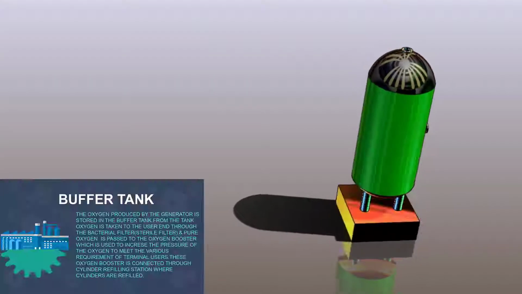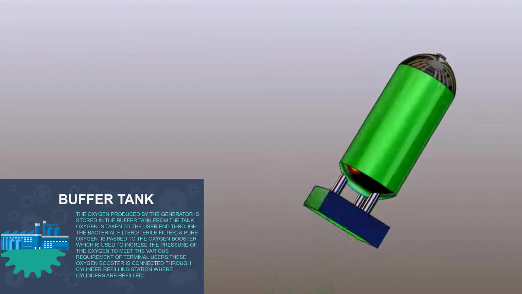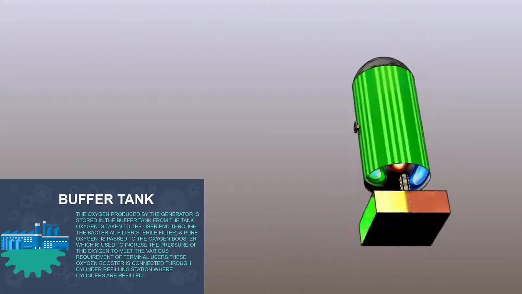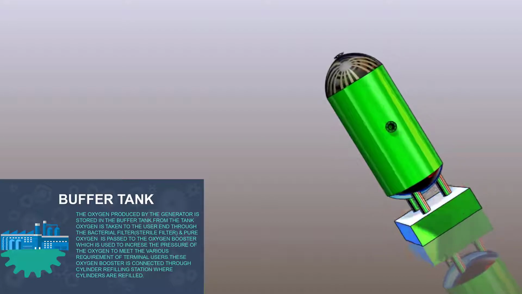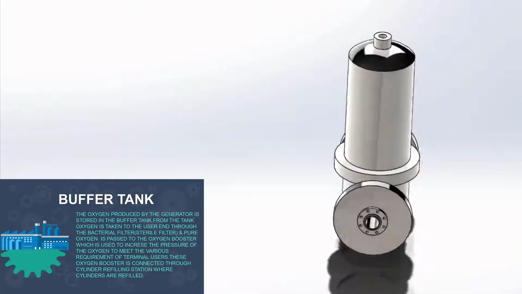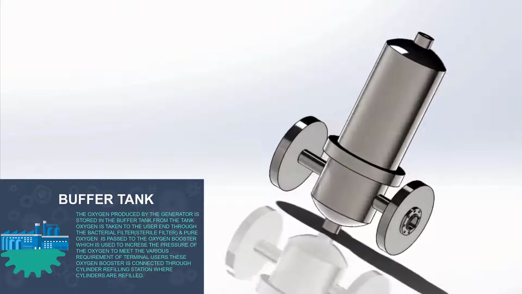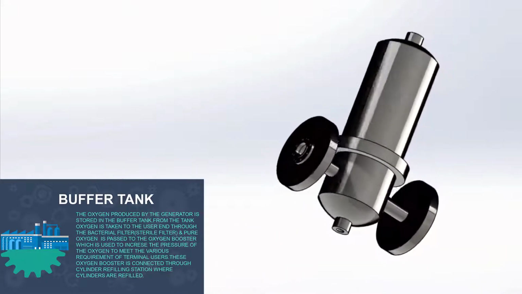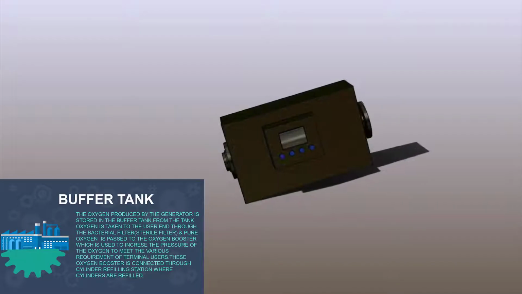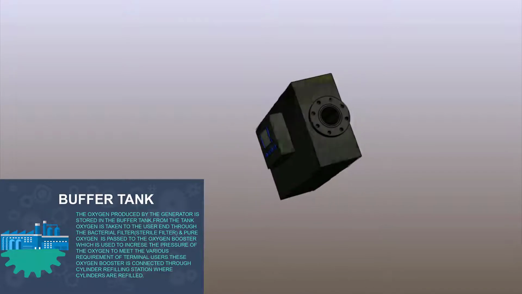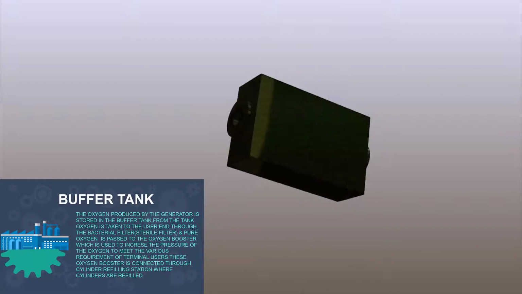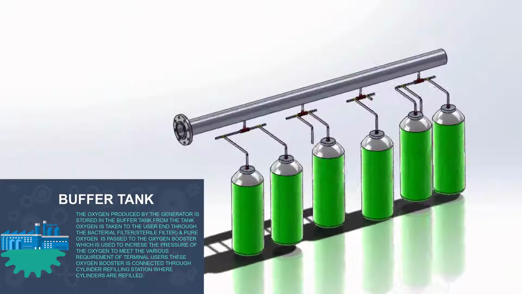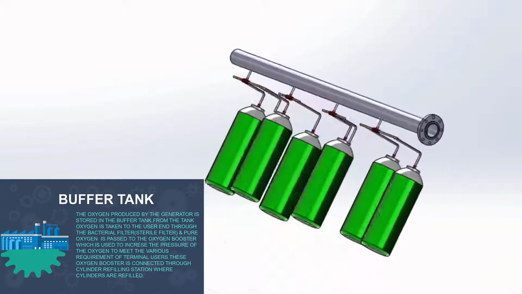The oxygen from the generator passes through the source tank to the buffer tank, where the oxygen produced by the generator is stored. From the tank, oxygen is taken to the user end through a bacterial filter or simply a sterile filter, and pure oxygen is passed to the oxygen booster, which is used to increase the pressure of the oxygen to meet the various requirements of terminal users. This oxygen booster is connected to the cylinder refilling station where cylinders are refilled.